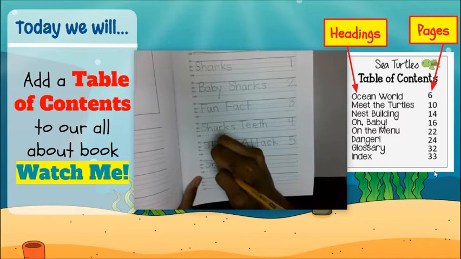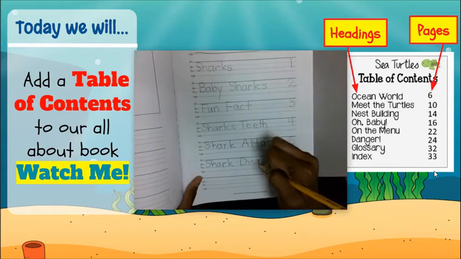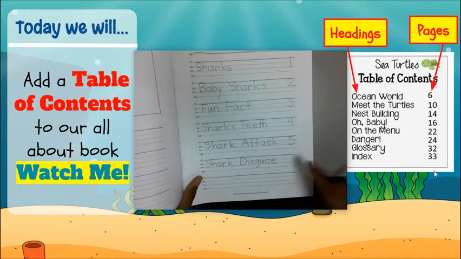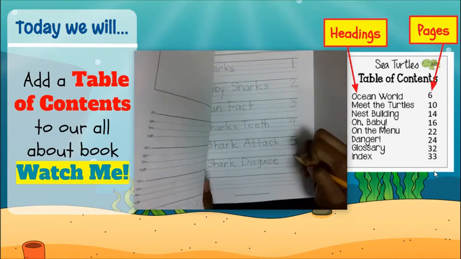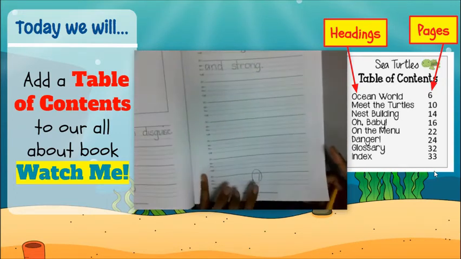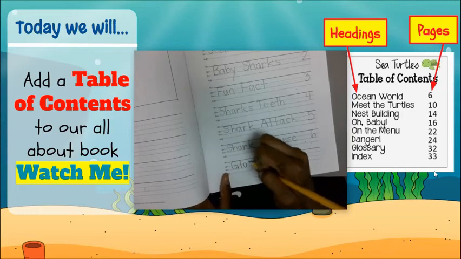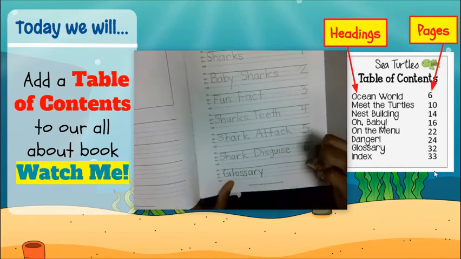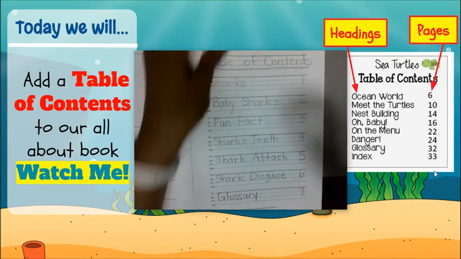Shark disguise. Remember, disguise is just something that helps them hide, right? Disguise. Kind of like in Halloween, we all wear a disguise. So it helps us hide and cover ourselves. That's on page 6. And finally, the glossary, that is on page 7. That's very important because my readers can go back to the glossary to help them define the words. Glossary, and that is page 7. All right, friends. So this is my table of contents.